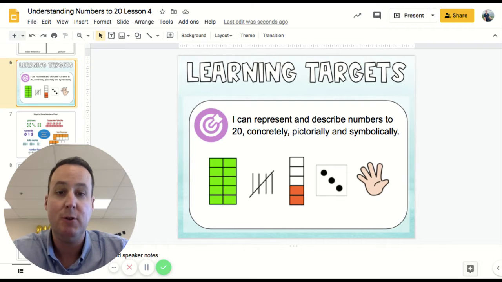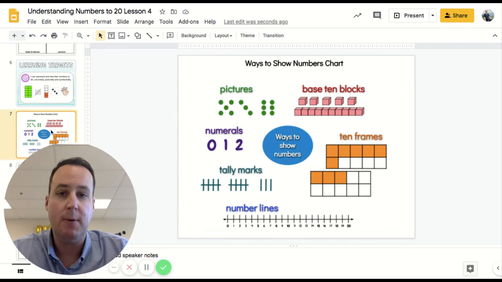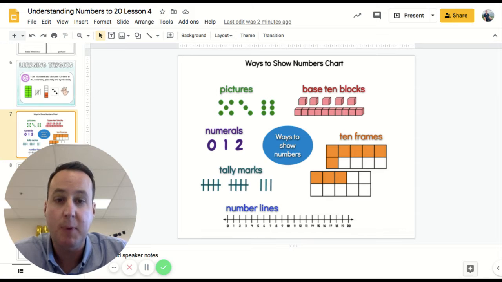Are you able to look at a two-digit number, so greater than 10, and represent it in a few different ways? So here's our anchor chart. This chart has been growing over the last few weeks. We've learned that we can represent and show numbers using numerals, pictures, base 10 blocks, 10 frames, tally marks, and on a number line. Today, you're going to show me how you can represent numbers in different ways using some of the ways from our anchor chart.